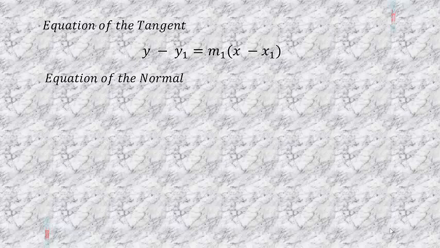Now, the equation of the tangent. This is the formula for the equation of the tangent: y minus y1 is equal to m1 bracket x minus x1. That's y1 and x1. We have talked about x1, y1. That's the point of intersection of the three, the curve, the tangent, and the normal, while m1 is the gradient of the tangent. The equation of the normal is the same thing as the equation of the tangent. The only difference is that the gradient of the normal is m2.